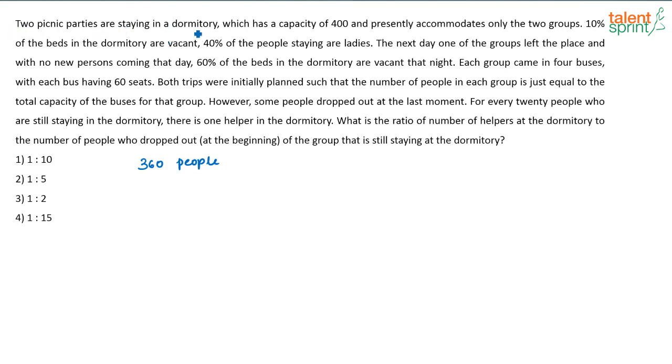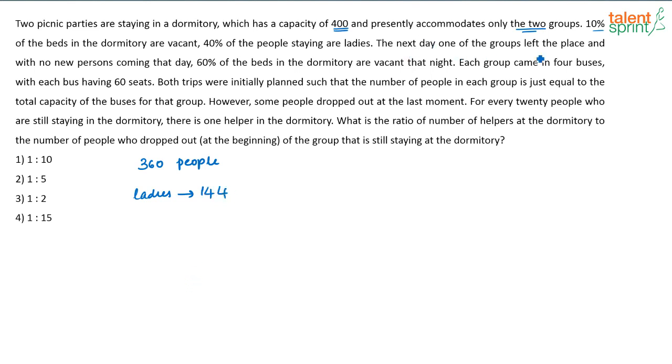It is given that 2 picnic parties are staying in a dormitory, the capacity is 400 and there are 2 groups staying there. It is given 10% of the beds are vacant, 40% of the people staying are ladies. So how many people are there? There are 360 people. Out of these 360 people, 40% are ladies. So how many ladies are there? 36 into 4, correct? Or I can say the number of ladies in that group is 144.